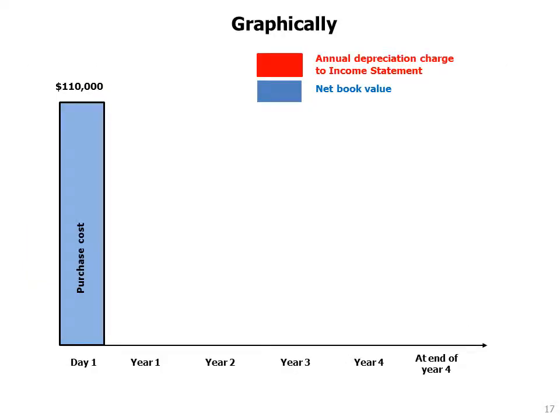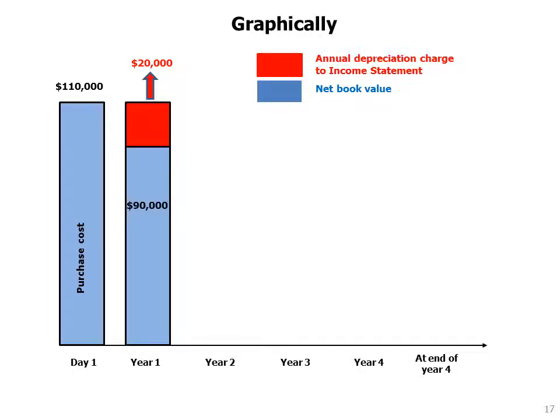So let's look at this graphically. Purchase cost $110,000, and this is the value that we reported both in the notes and in the statement of financial position. And in the first year, we have $20,000 of depreciation, reflecting the using up of the asset being matched against the benefits. Net book value is now $90,000.